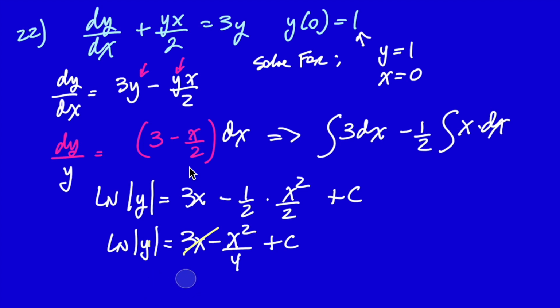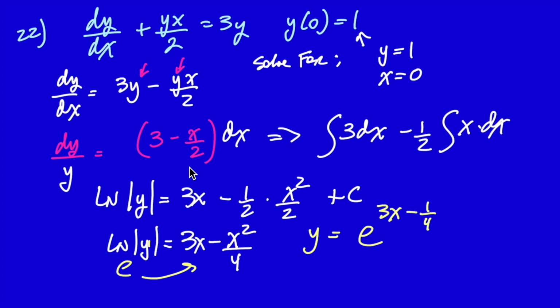All right, let's backtrack here and just erase that c. And now we're going to do whirlybird to solve for y. So we're going to have y equal to e to the 3x minus 1/4 x squared.